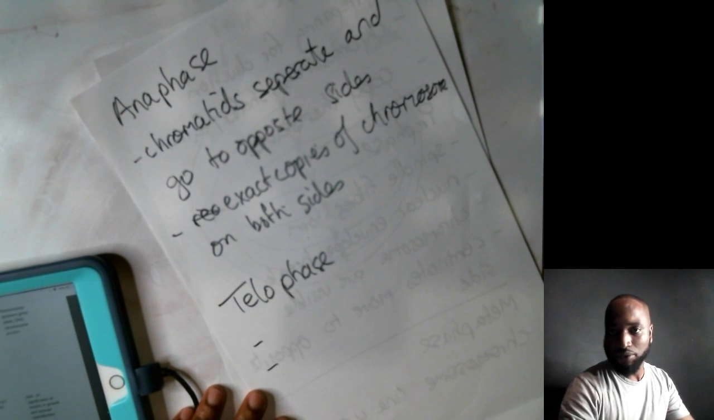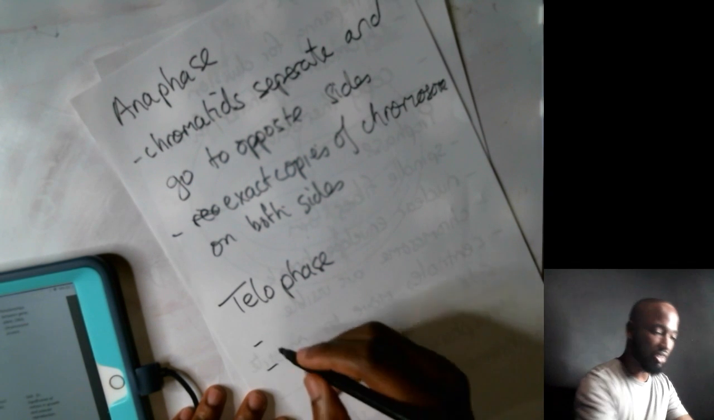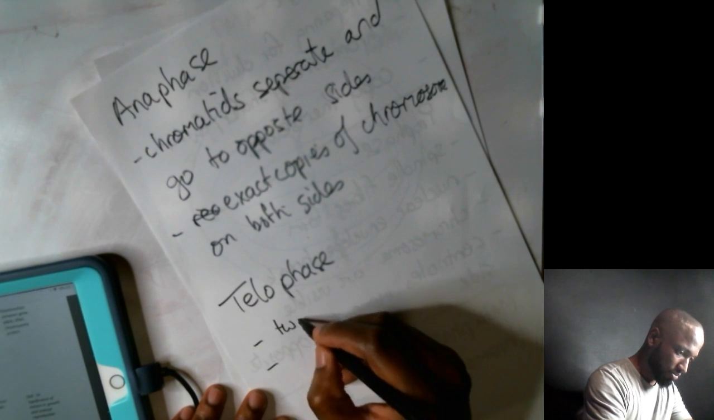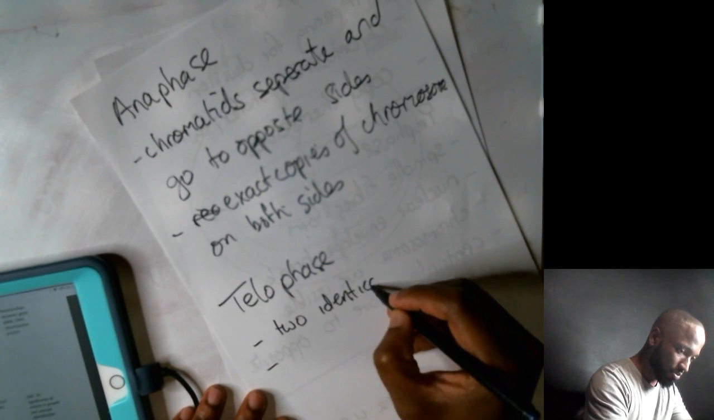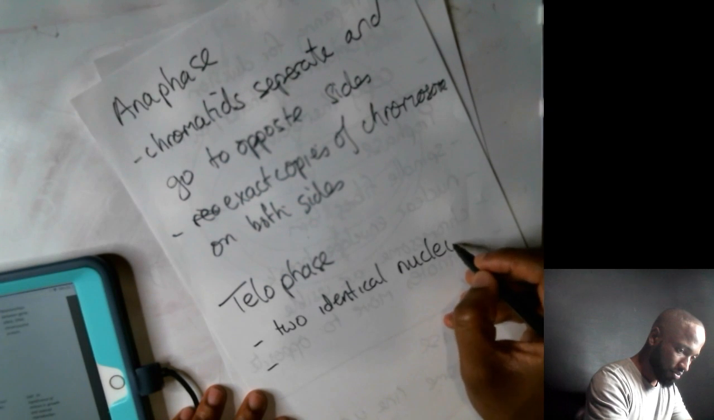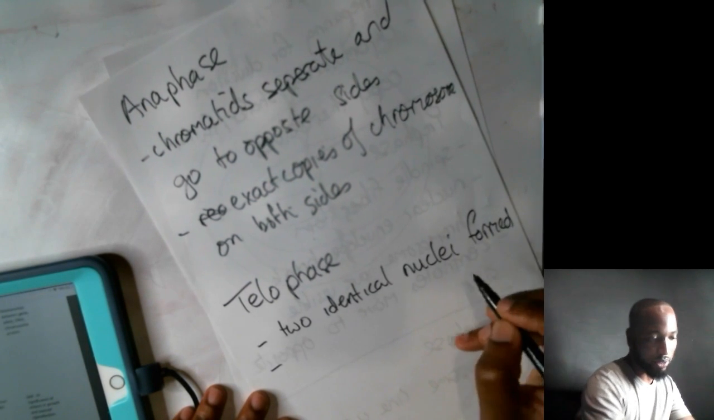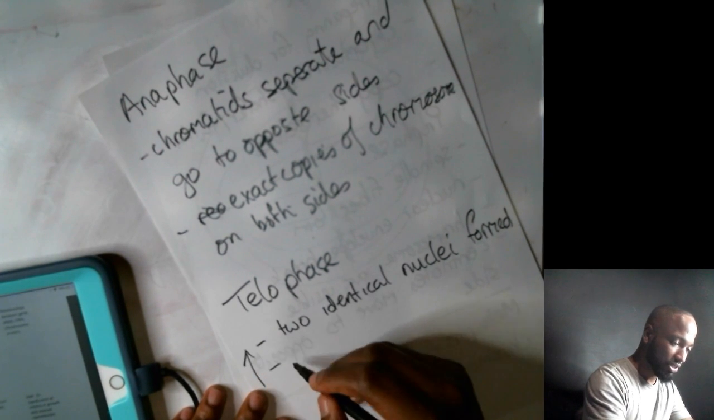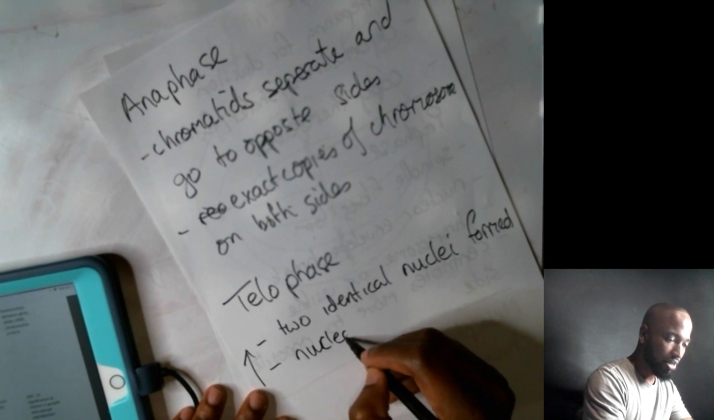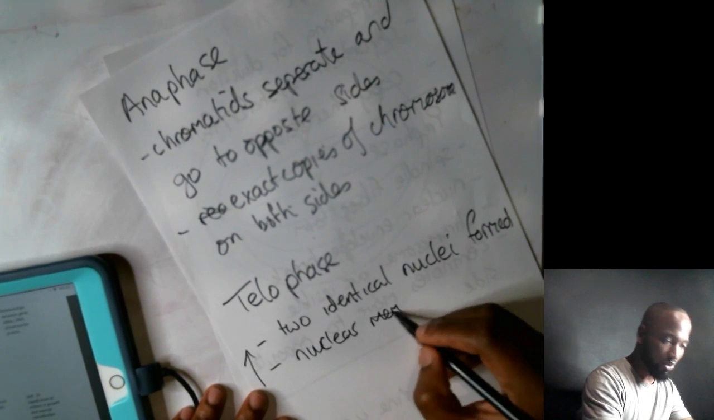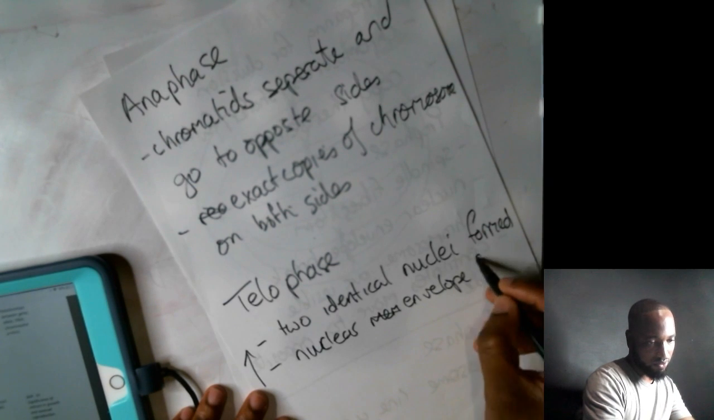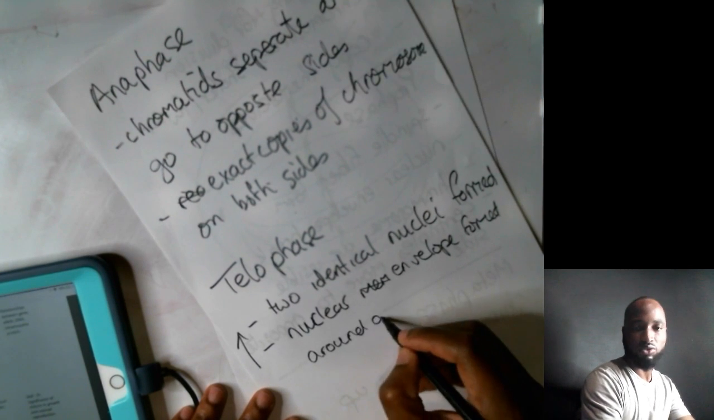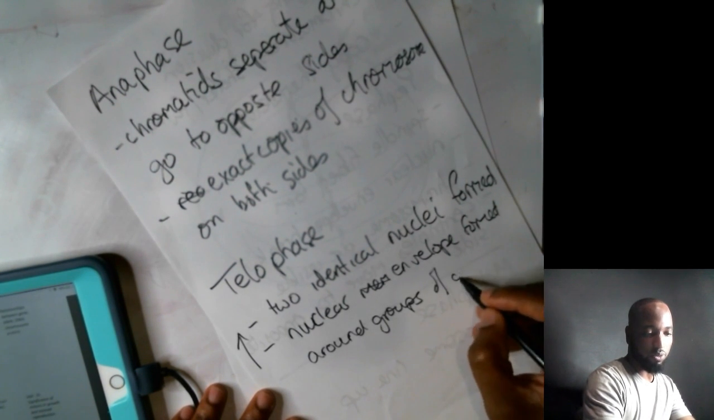A nuclear membrane forms around each of the group of chromosomes to make two identical. Yes. Two identical nuclei form. Well, this is the last thing you probably should write, because the nuclear membrane is formed. Sorry, I'm kind of writing it backwards. Because you have the nuclear membrane or envelope formed around groups of chromosomes.